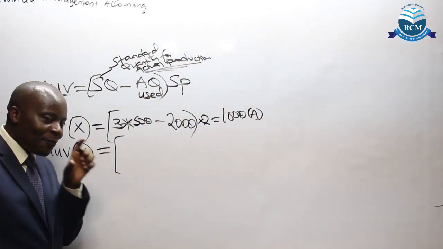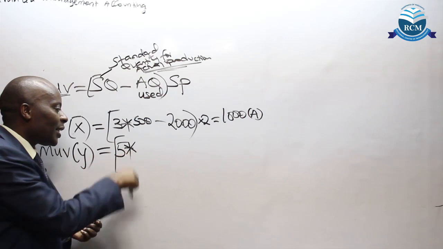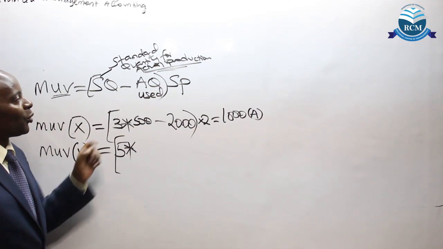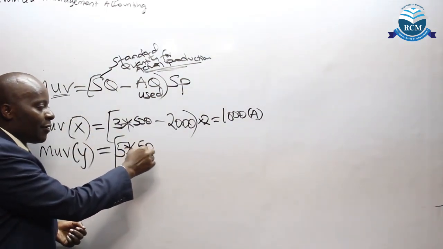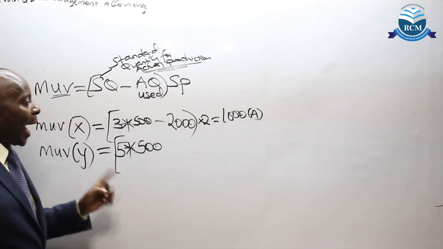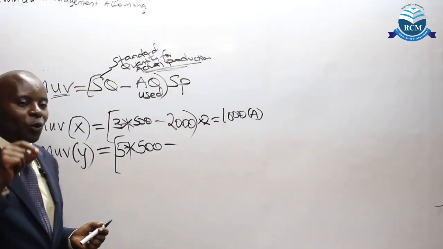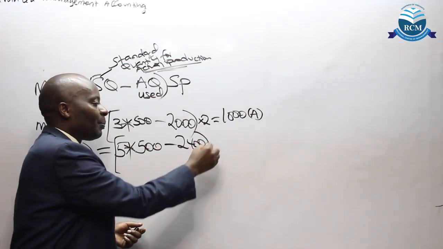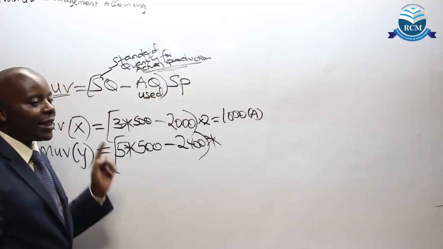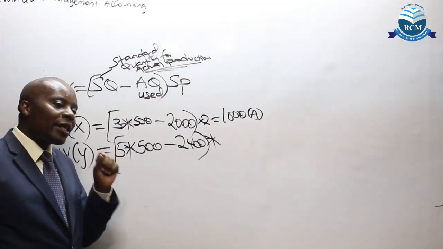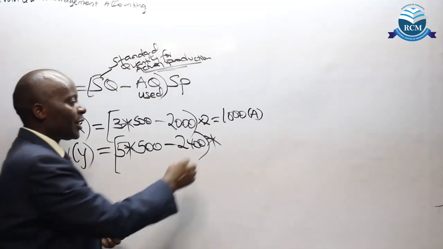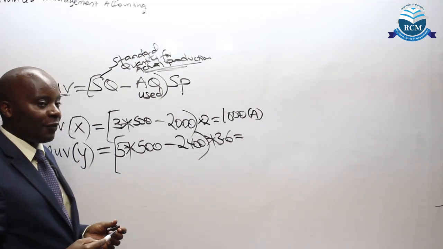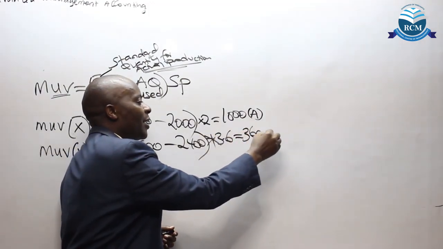The standard quantity given there is 5. But as we are told here, it has to be standard quantity for the actual production. What was the actual production? 500. Minus the actual quantity of Y that was used, 2,400. Multiply outside here by the standard price of Y per kilogram, 3.6. So the variance is 360 favorable.